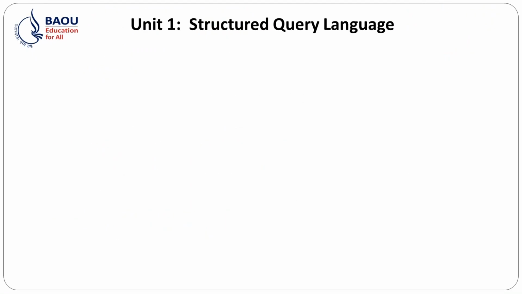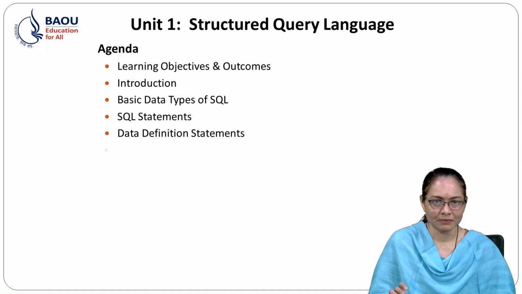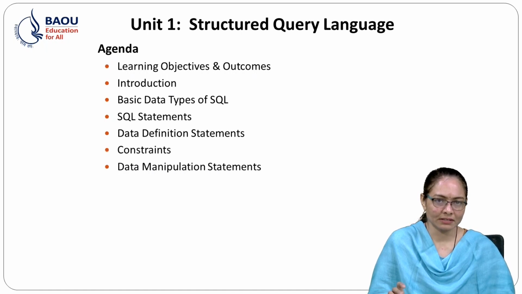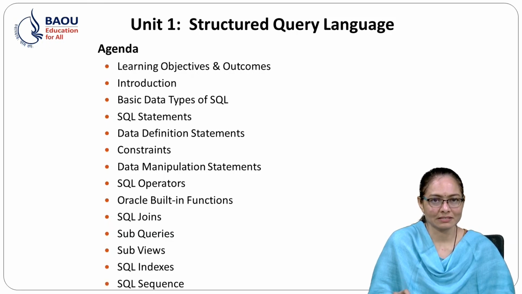Now we will start with Block 3. Unit 1 is Structured Query Language. First of all, we see the agenda of Unit 1: the learning objectives and outcomes, introduction, basic data types of SQL, SQL statements, data definition statements, constraints, data manipulation statements, SQL operators, SQL built-in functions, SQL joins, SQL subqueries, SQL views, SQL indexes and sequences. All these topics are included in SQL. After learning all these topics, the students will be able to gain knowledge about the Structured Query Language.